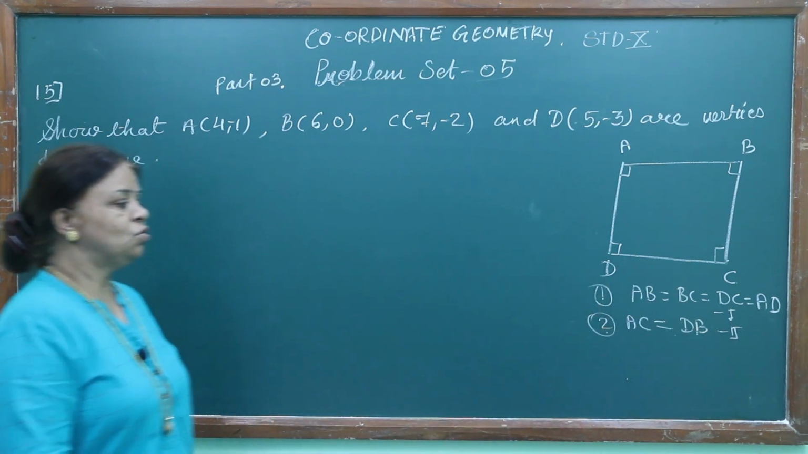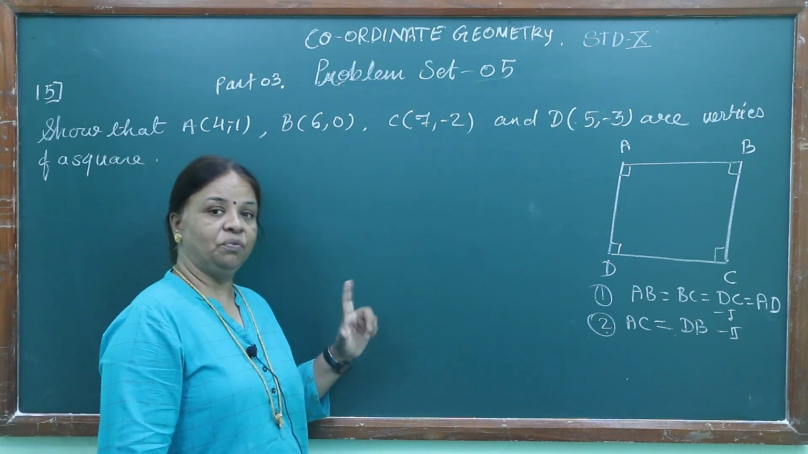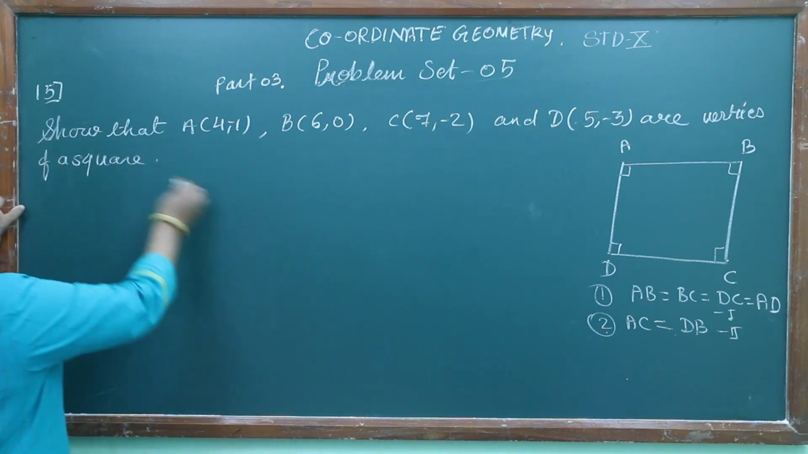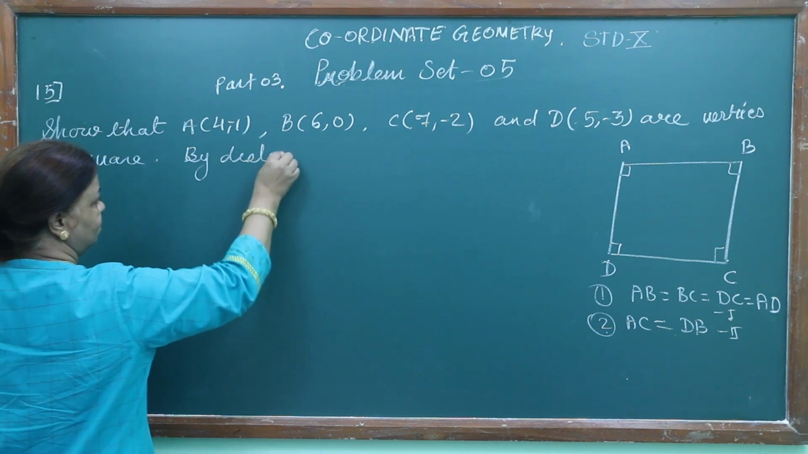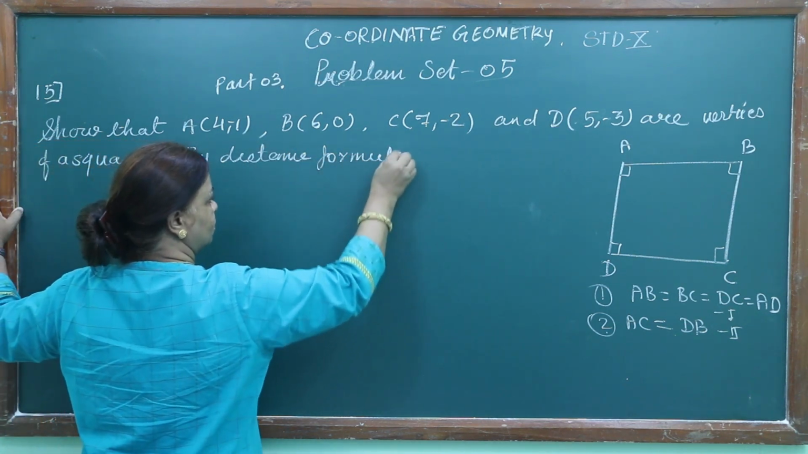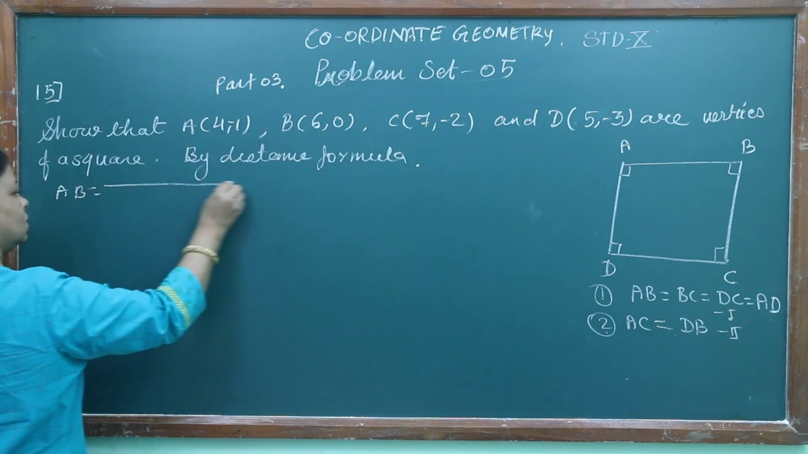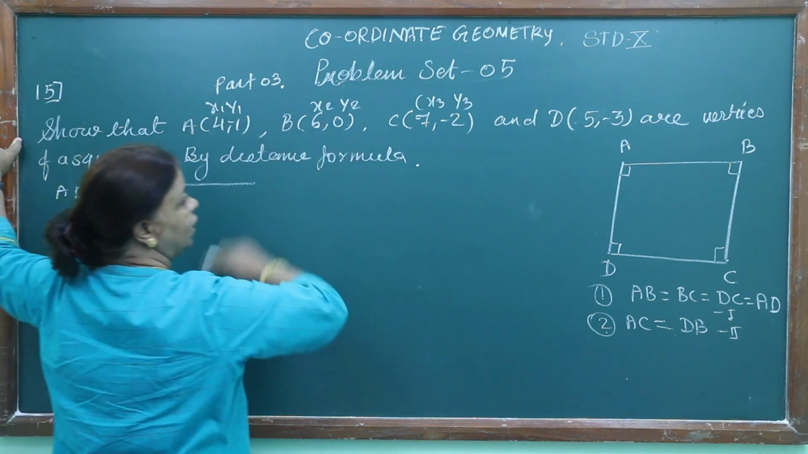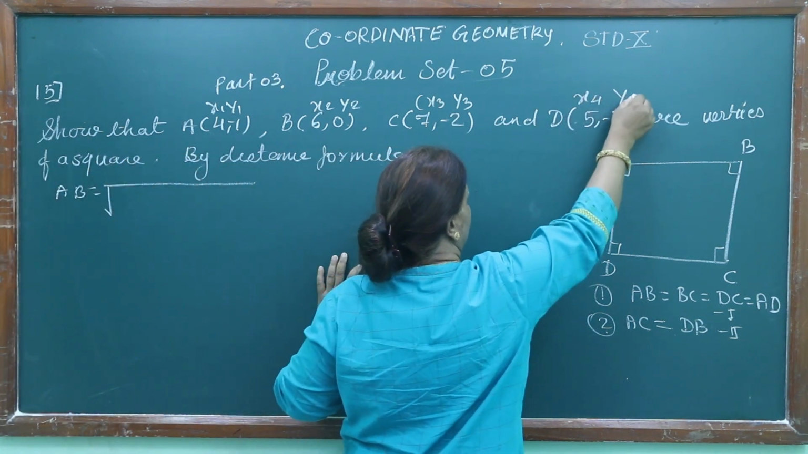Let us begin. If we are finding length, then how can we find it? We can find it by the distance formula. So let us start using the distance formula. First we will find AB, and let us name the points A (x1, y1), B (x2, y2), C (x3, y3) and this is (x4, y4).